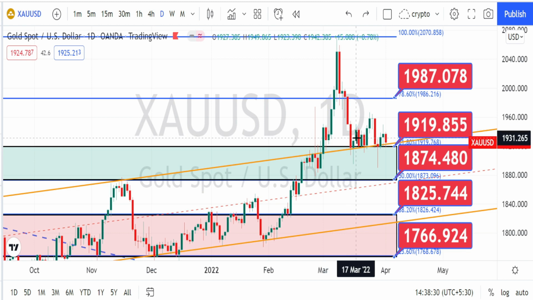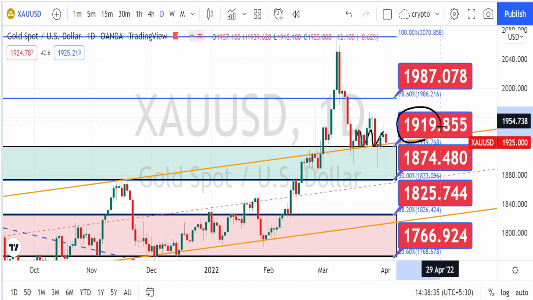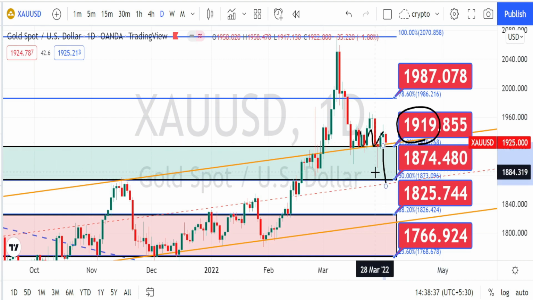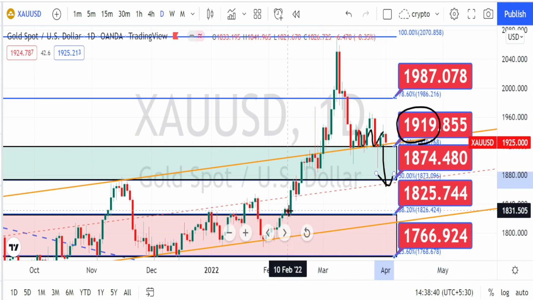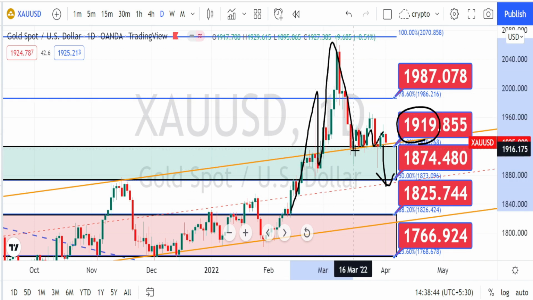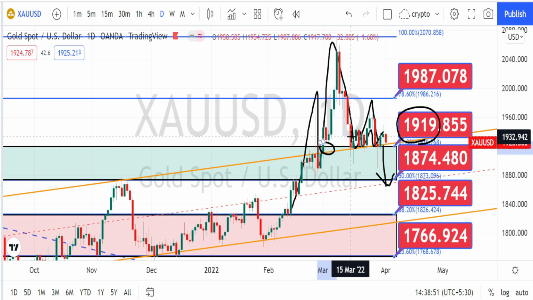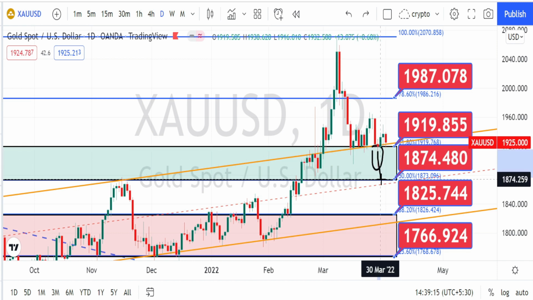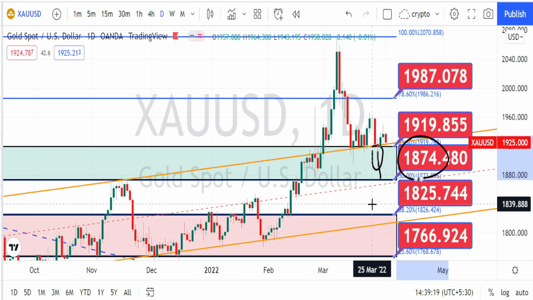So currently the price action has to break this support level of 1919 in order to start its bearish trend reversal. When we look at the previous price action also, it was forming a head and shoulders pattern. It has completed its right shoulder and left shoulder also, and it is waiting to break this neckline, which is going to be around 1919. Once it breaks this neckline, then we can expect the downtrend to start and to test the next level of support, which is going to be around 1874.